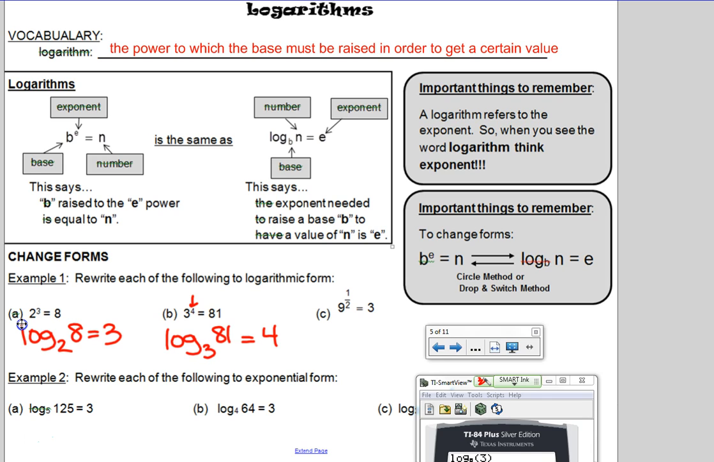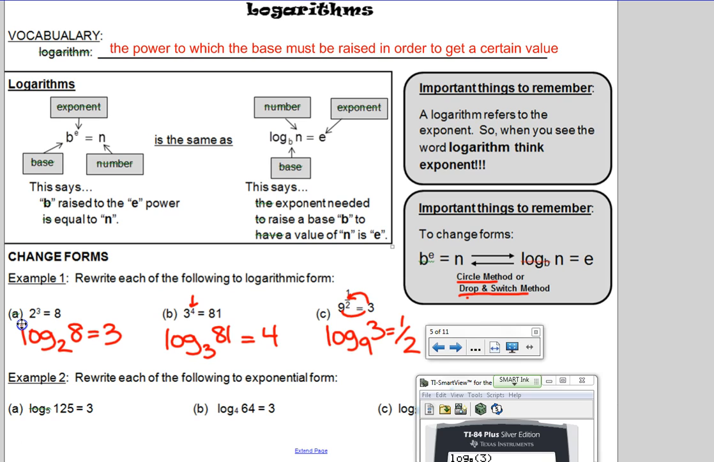So off to the side, I have a way to help you remember what to do. You can do the circle method or drop and switch. And this is what I mean by drop and switch. You drop the 3 down and you switch the other 2 numbers. And the circle method would be to start with the 3 and circle around, and that's how you get your numbers where they go. That's just a way to do it if you want some kind of cheat way to help you remember. I just like to try to do it with just the understanding of what a log is.